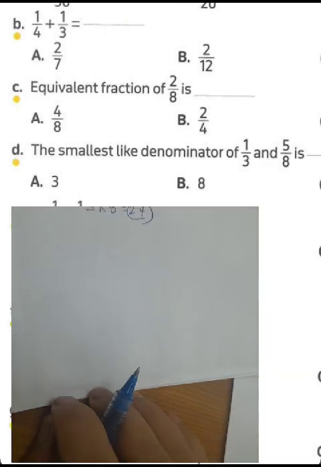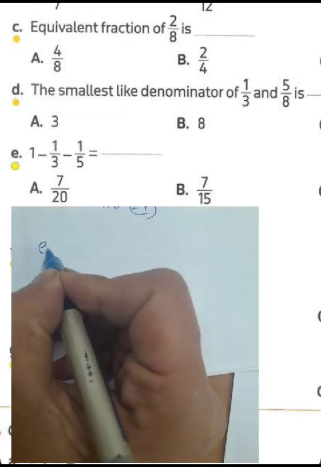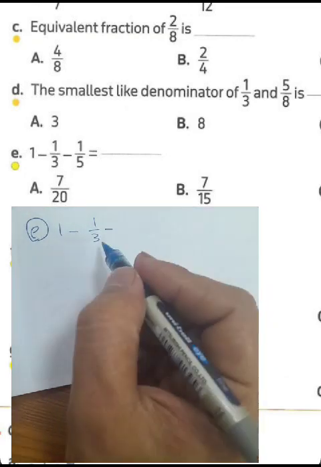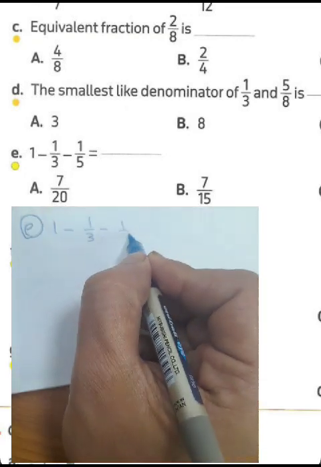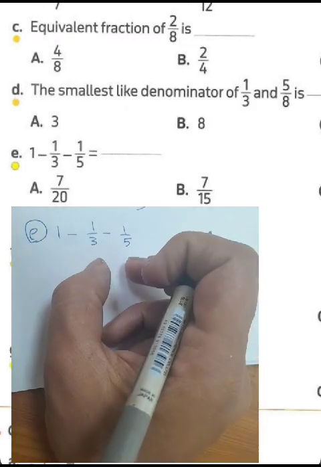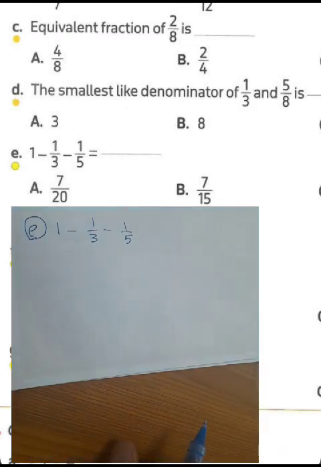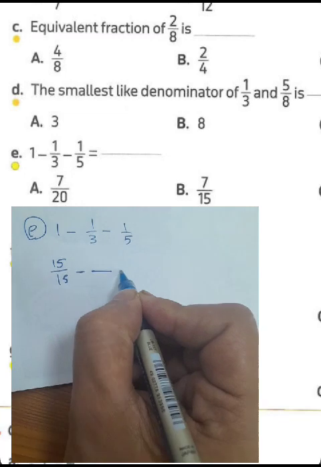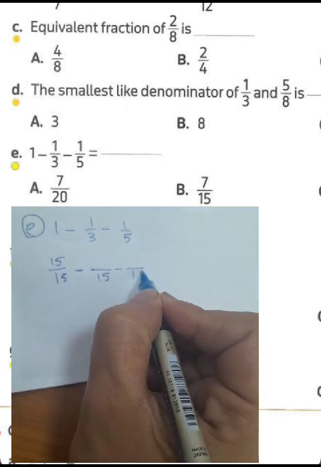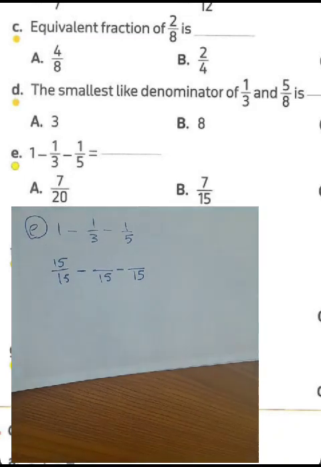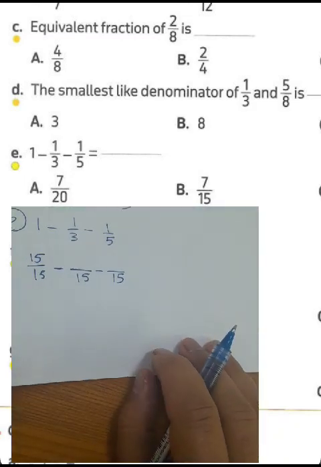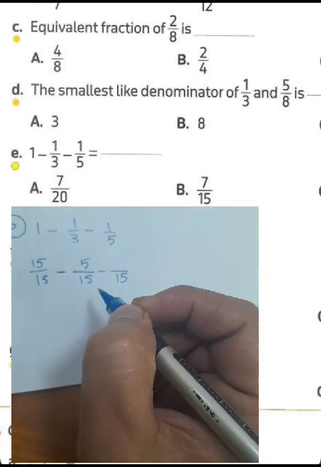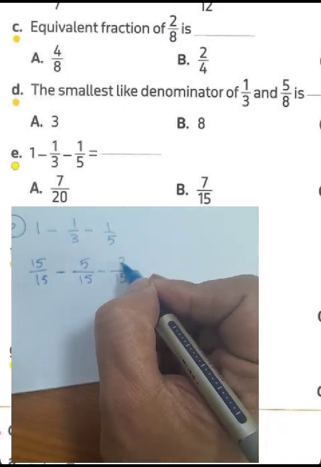Next example, letter E. 1 subtract by 1 over 3 subtract by 1 over 5. We can write the least common multiple between the two denominators 3 and 5, we call that 15. And then 1 will be equal to 15 over 15. Write 15 in the denominator here and 15 here. And we know 3 times 5 equals 15, okay? 3 times 5 equals 15, and then 1 times 5 equals 5. 3 times 5 equals 15, 1 times 3 equals 3.